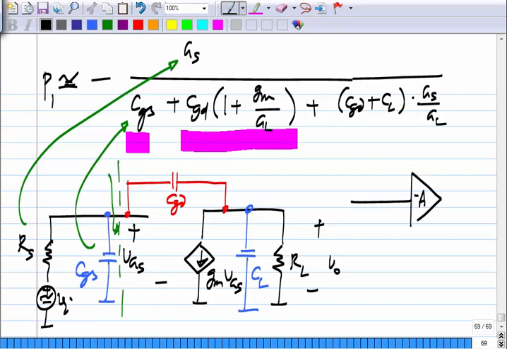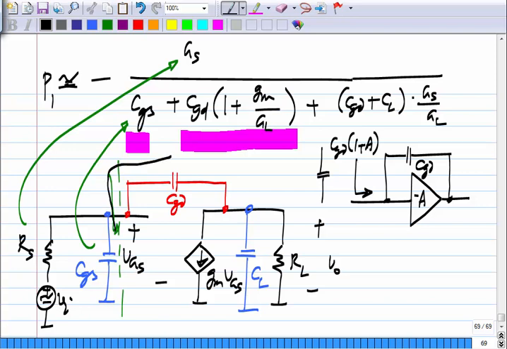If you have a negative gain amplifier with CGD across it. Okay. Then looking in here, as far as the input current is concerned, this is equivalent to a capacitor of value CGD times 1 plus A. Okay. And that's exactly what you see here as well.